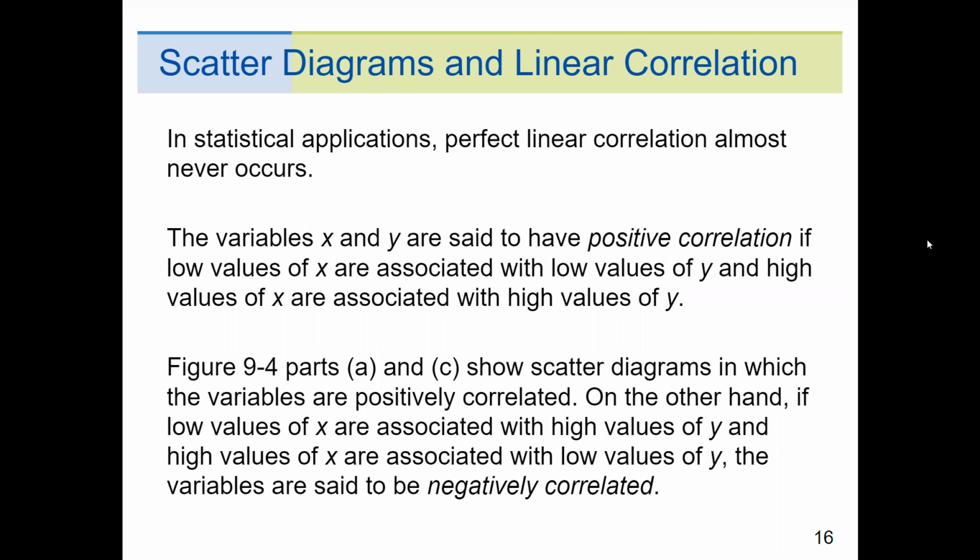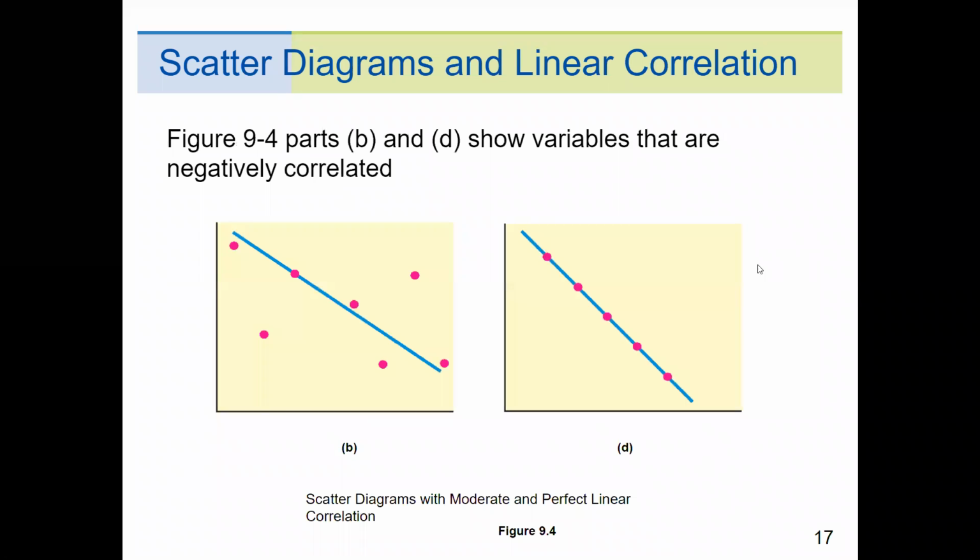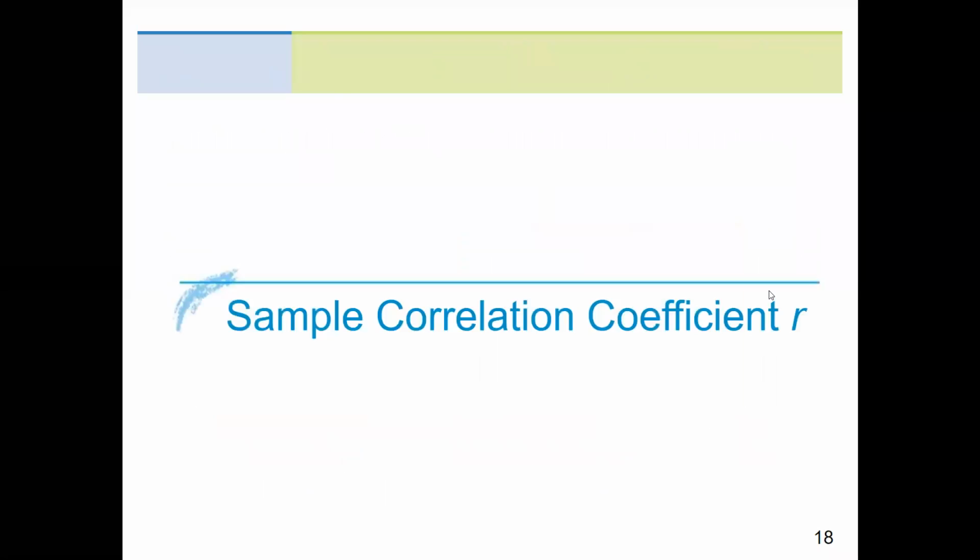The variables x and y are said to have positive correlation if low values are associated with low values and high are associated with high. A and C show scattergrams in which the variables are positively correlated. On the other hand, if low values of x are associated with high values of y and vice versa, then they are negatively correlated. So here in 9.4, parts B and D, they show negative correlations.